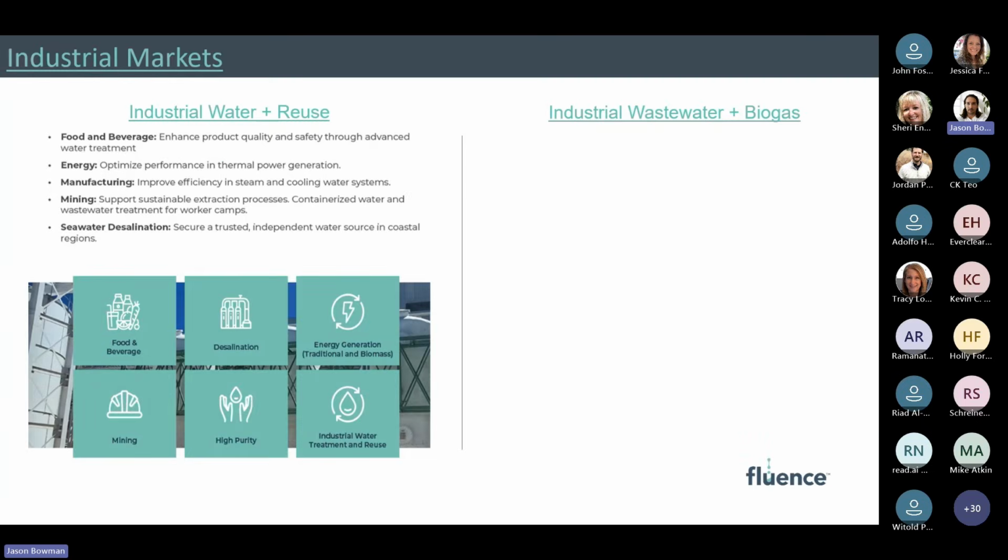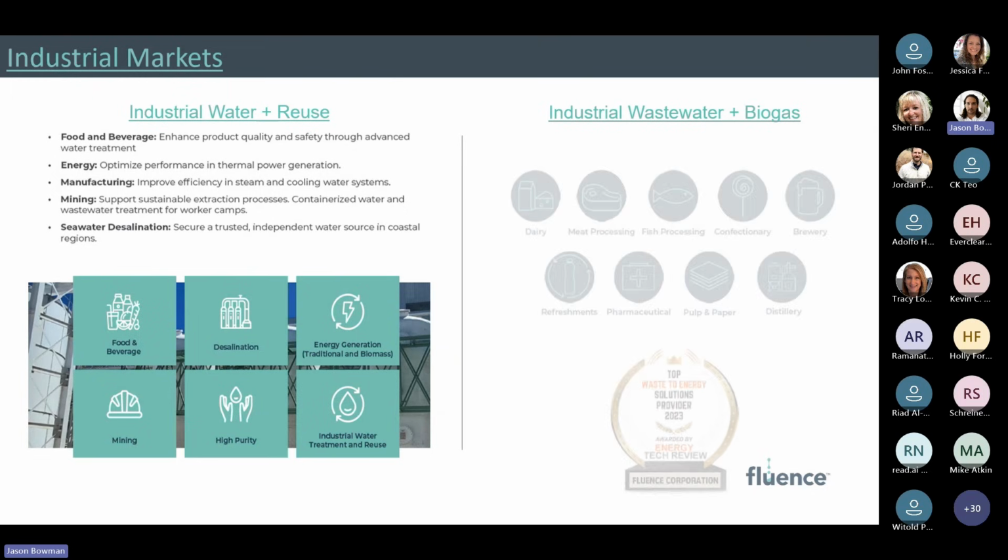For the purposes of today, if we look within our industrial water group specifically, our main focal areas are within the food and beverage industry, as well as energy and power generation, general manufacturing, mining, and desalination or brackish water treatment.